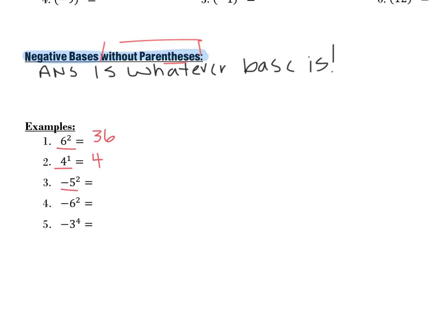Look at number 3. What's my base? Negative 5. Since it's not in parentheses and it's negative, my answer is negative. Negative 5 squared is just going to be negative 25. Negative 6 is my base. Is it in parentheses? Nope. So whatever my base is, that's what my answer is, so it's negative. So negative 6 squared is negative 36. I want you to try number 5 on your own, and then I'm going to give you number 6. Once you finish number 6, I want you to bring this worksheet to me, please.